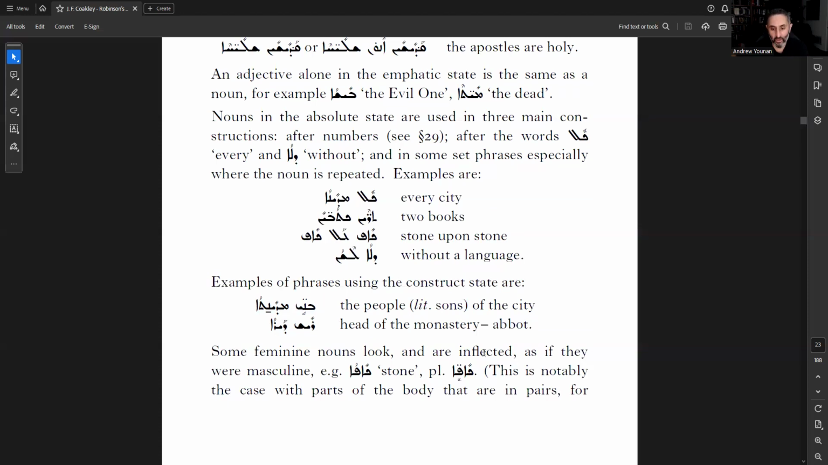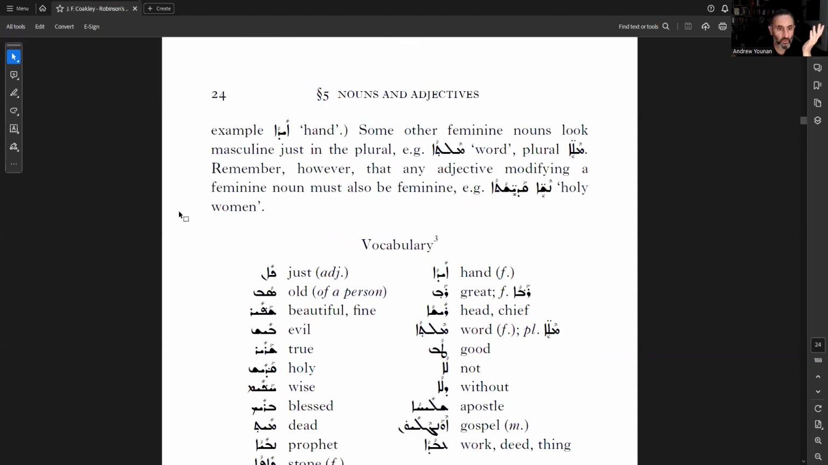Some feminine nouns look and are inflected as if they were masculine. So kepa, technically, the word kepa is feminine, plural kepe. This is notably the case with parts of the body that are in pairs. We already know this from Chaldean, for example, either. Some other feminine nouns look masculine just in the plural. The word miltha is feminine. It has an irregular plural, mille. It's not millatha, it's mille. Just an irregular plural, just learn that word.